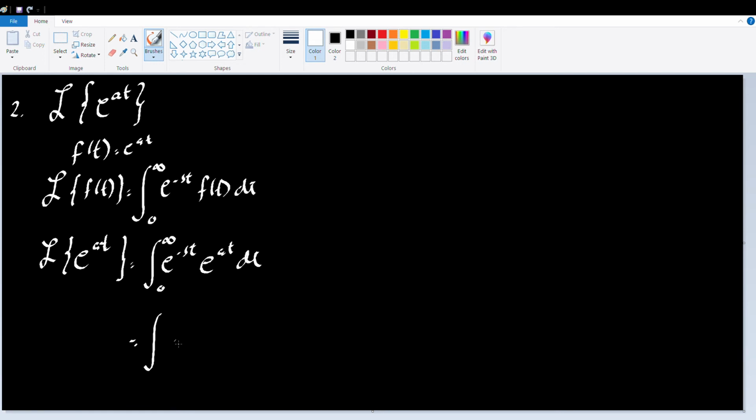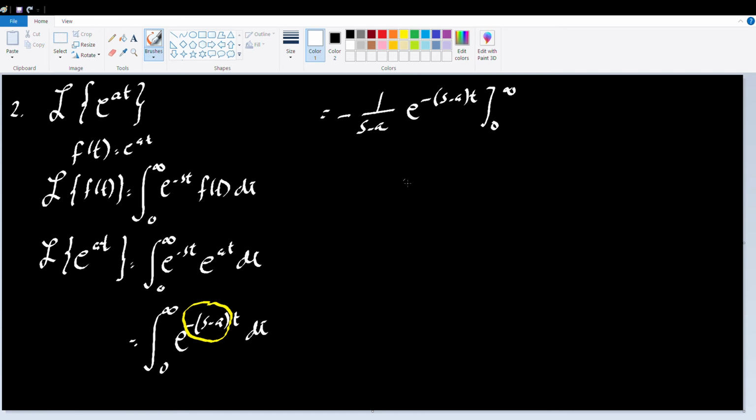We can combine e to the negative st and e to the at as e raised to negative s minus a of t dt from 0 to infinity. Since we are integrating with respect to t, negative s minus a is a constant. No? So when you integrate, it becomes negative 1 over s minus a e raised to negative quantity s minus a t from 0 to infinity.